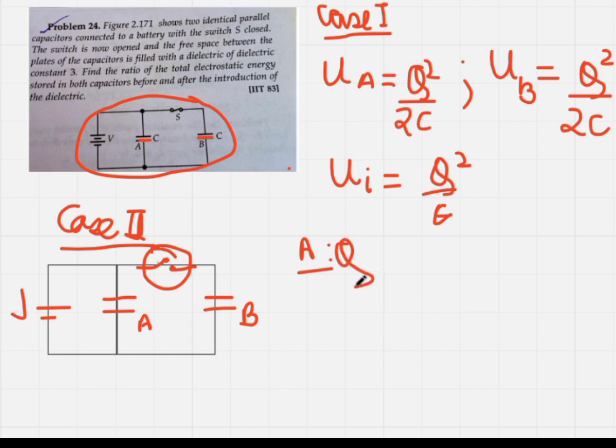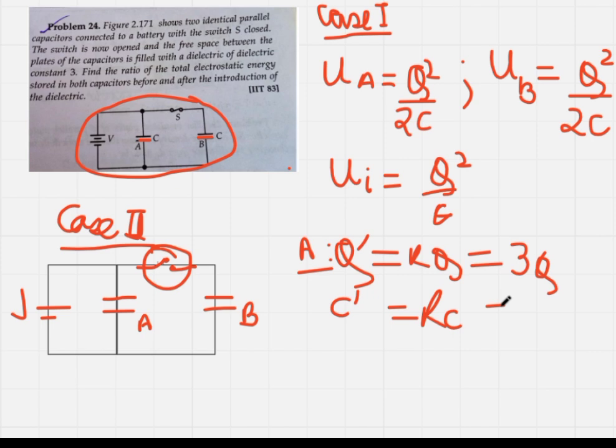If it is connected to the battery, that means the potential will be the same. What will happen to Q? It will become K times the initial charge. So Q dash will become K into initial Q, and since K is given as 3, this will be 3Q. Okay, and what will be the capacitance? Again K times the initial value of C, KC. So that will again be 3C.